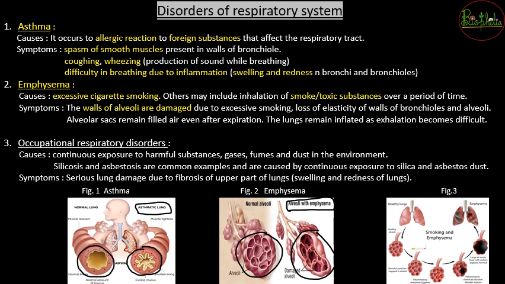Now let's see another symptom, that is loss of elasticity of walls of bronchioles and alveoli. अब elasticity lose होने की वजह से क्या होता है? Alveolar sacs जो होती है उनके अंदर air रह जाती है even after expiration. Now once the air remains in the lungs, the lungs remain inflated, यानी lungs फूले हुए ही रह जाते हैं, and once the lungs cannot deflate themselves completely, then finally the patient starts having difficulty in breathing. That can be a proper symptom to understand emphysema.